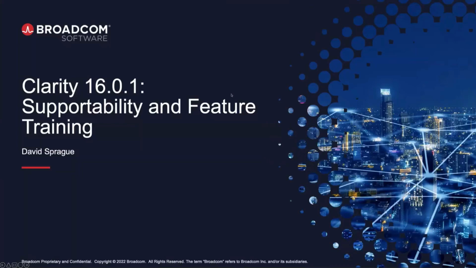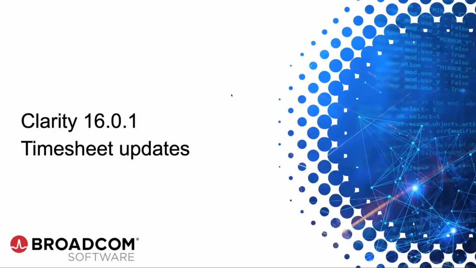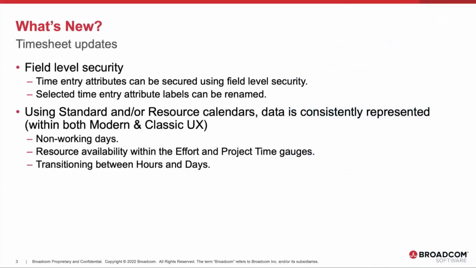Clarity 16.0.1 Supportability Training. My name is Dave Sprague, and we are going to be covering the timesheet updates in this section. So, what's new? There are two areas I want to cover today. One is related to field level security. The time entry attributes can now be secured using the field level security that's been rolling out over the past several releases. As part of that, the administrative users have the ability to relabel or rename time entry attributes.